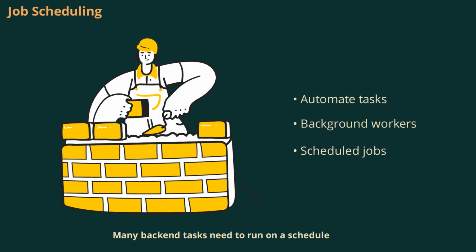Many backend tasks need to run on a schedule, like sending emails or generating reports. Learn how to use job schedulers and background workers to automate these processes and keep your application running smoothly.